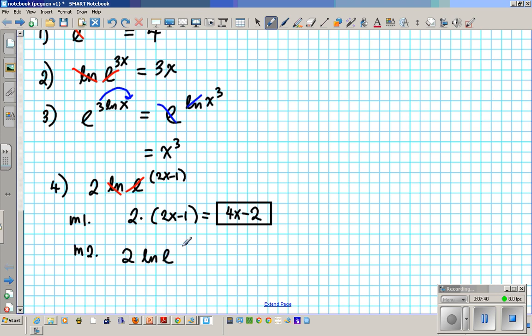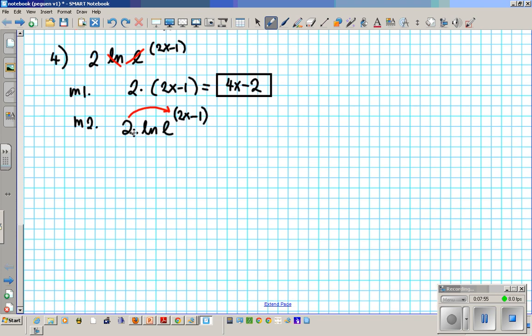of e to the 2x minus 1. So I want this 2 to come to this power right here. Okay? But when 2 comes to this power, there's already a 2x minus 1 there. So what happened? That 2 gets multiplied by the 2x minus 1. So we have natural log of e, and then you multiply the 2 times 4x minus 2.